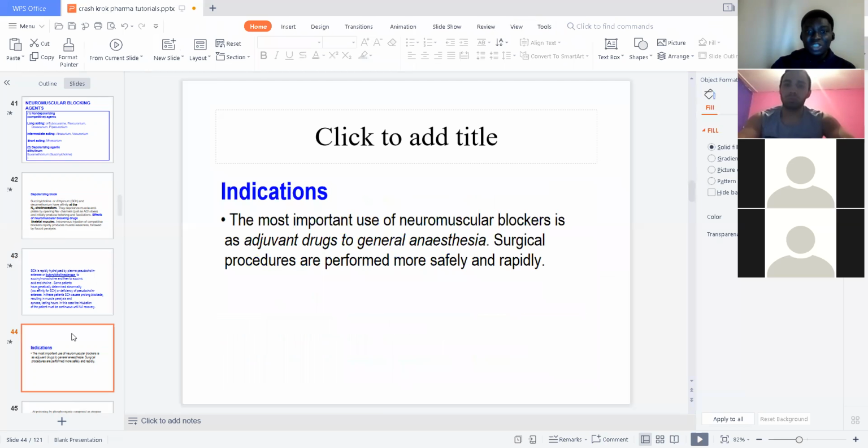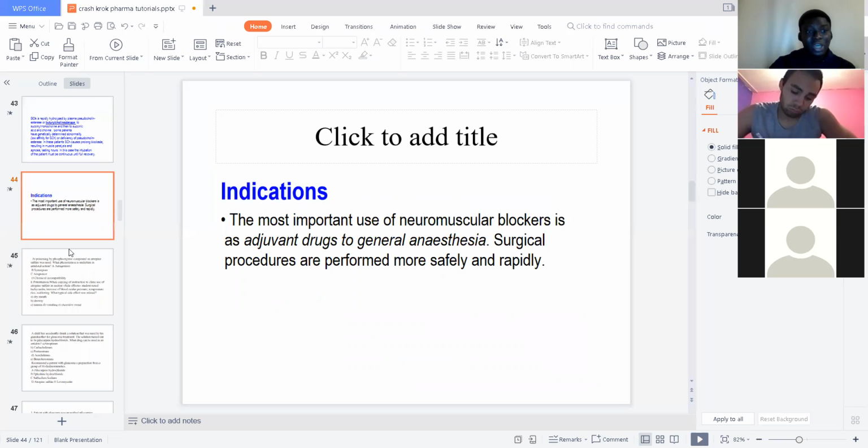Now, the indications for neuromuscular blockers. These are used for general anesthesia. When you're going to do surgery, they're going to give you neuromuscular blockers. Okay, so that's all for cholinergic drugs.